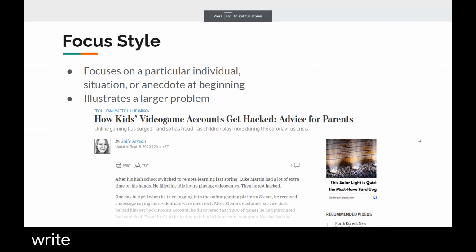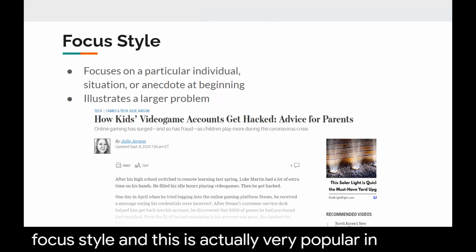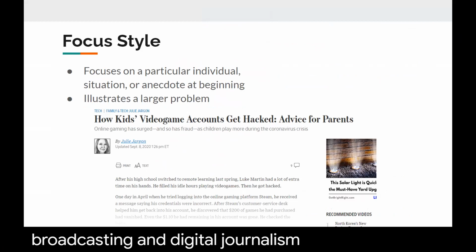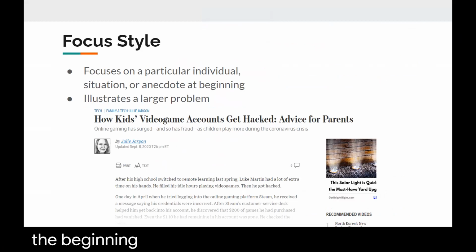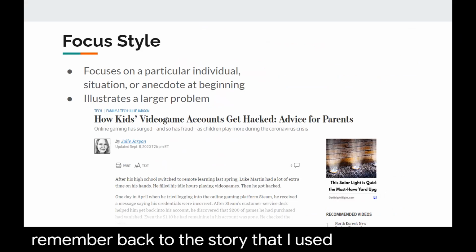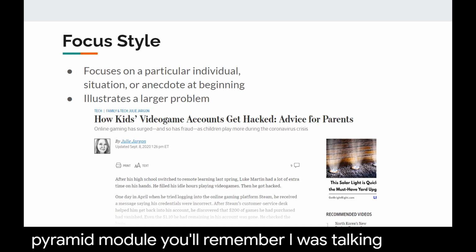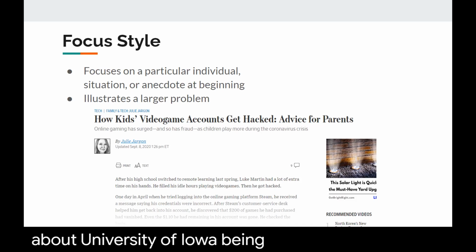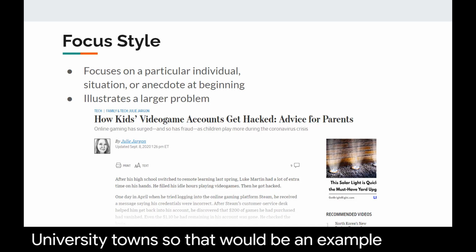Now, a second alternative style to the inverted pyramid is the focus style, and this is actually very popular in broadcasting and digital journalism. The focus style focuses on a particular individual, situation, or story at the beginning to illustrate a larger problem. If you'll remember back to the story that I used as an example of a buried lead, or a nut graf, in our inverted pyramid module, you'll remember I was talking about the University of Iowa being used as an example to talk about the larger problem of coronavirus cases in university towns. So that would be an example of focus style.